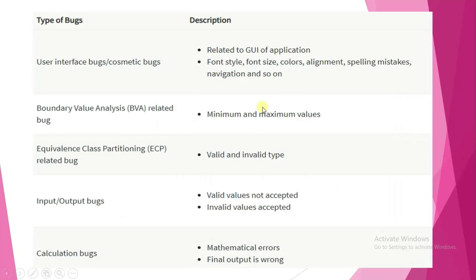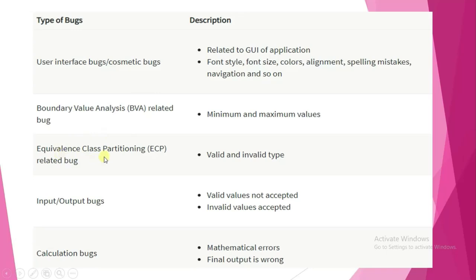So this is the types of bugs and description. User interface bugs or cosmetic bugs are related to the GUI of the application, that is font style, font size, color, alignment, spelling mistakes, navigation, and so on. Boundary value analysis related bug is about minimum and maximum values. While assigning passwords, you can set a rule for how many maximum characters you can use for a password. That is called a BVA related bug.